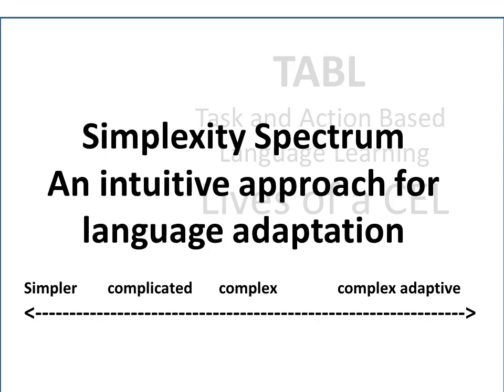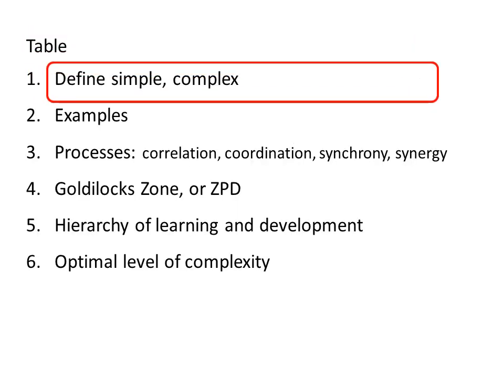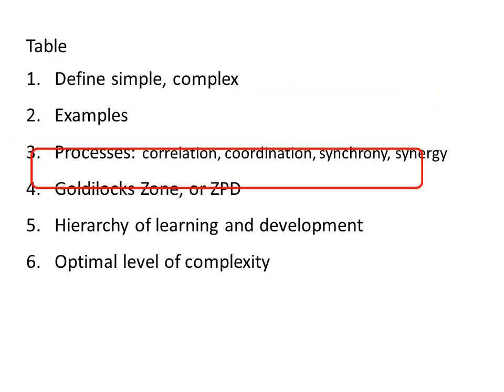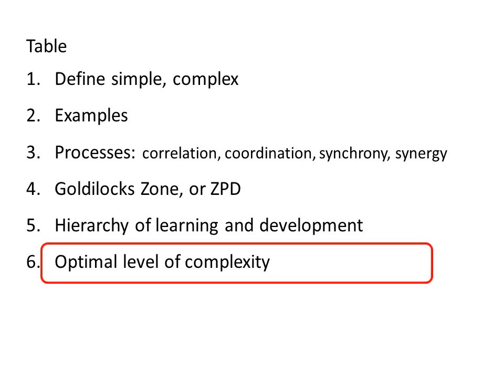The Simplexity spectrum shows how cells evolve, co-adapt with the learner and the environment. After a couple of definitions, we'll look at examples, processes, the zone of proximal development, curriculum design, and choosing the level of complexity for specific goals.